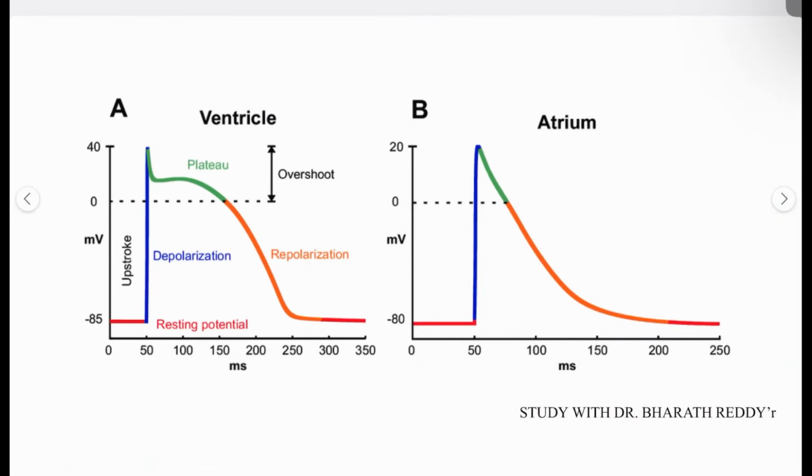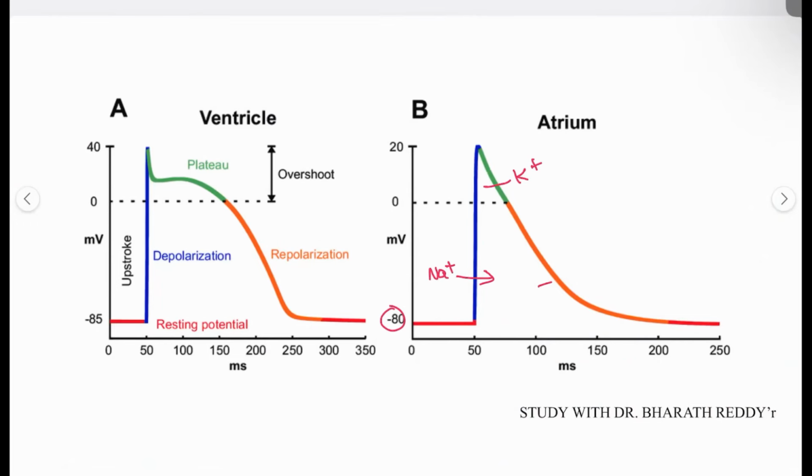Usually your atrium will be at minus 80 millivolts. This is the polarized state of the atrium. At this point, there is a sodium influx. Immediately, the sodium influx increases the depolarized state, meaning the contraction of the heart occurs here. Immediately after, there will be a potassium efflux. This will cause the repolarization of the heart.